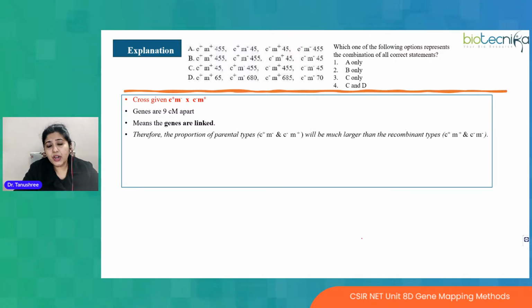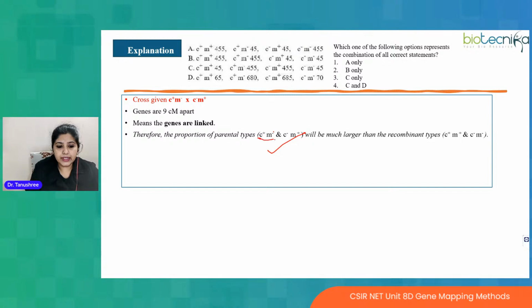So the proportion of when the genes are linked. Here I'm talking about incomplete linkage, okay? Because in complete linkage, no recombinants will be there. But in incomplete linkage, definitely parental types will be much higher. The gametes formed will be such that the proportion of parental types will be much larger than the recombinant types.